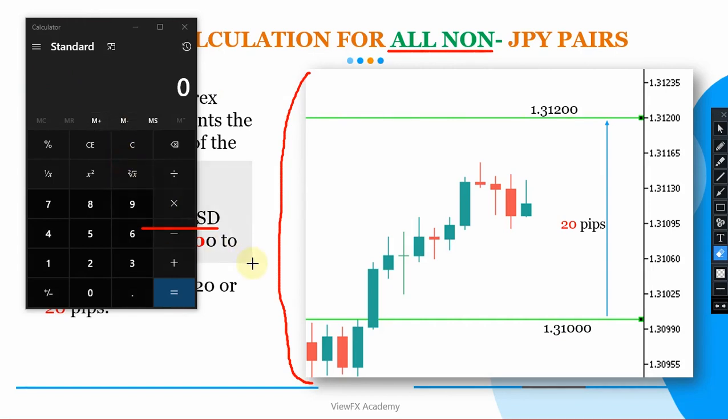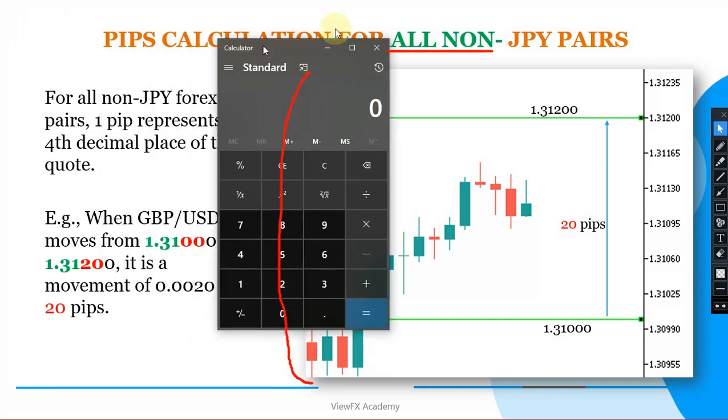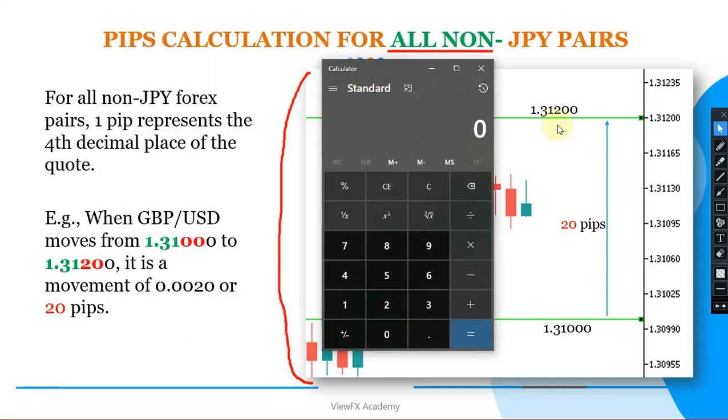Let me show you how to do this so that you don't get confused. Now I start from the one at the top, 1.31200. I subtract this one below. Let's see, 1.31000. I'm going to have 0.002.